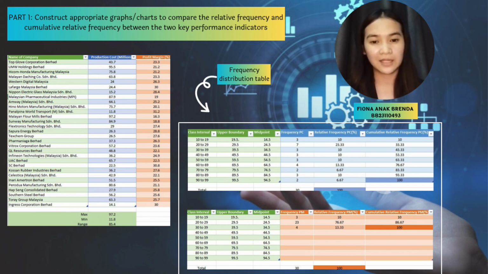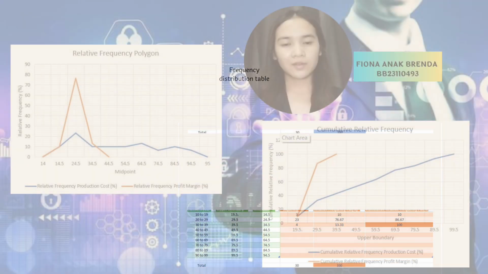So I will explain for part 1, which is constructing the graph or chart to compare the relative frequency and cumulative relative frequency between production cost and profit margin. In order to construct the graph, firstly we need to construct the frequency distribution table, which includes the class interval, midpoint, upper boundary, the frequency, the relative frequency, and cumulative relative frequency for both production cost and profit margin.